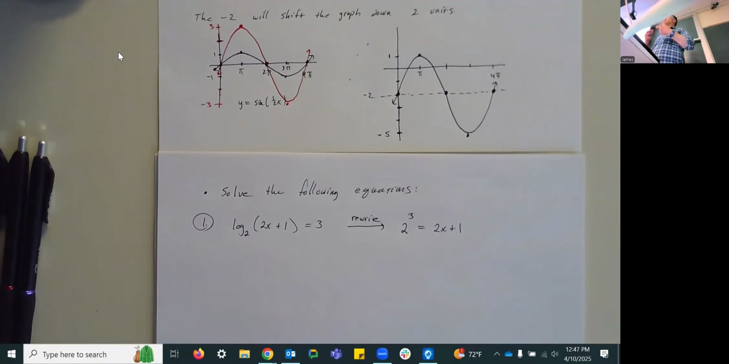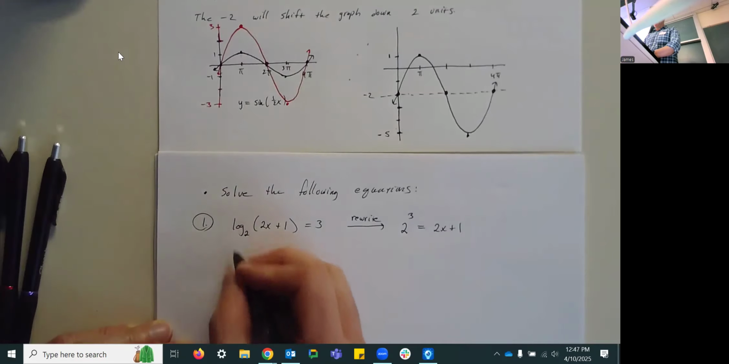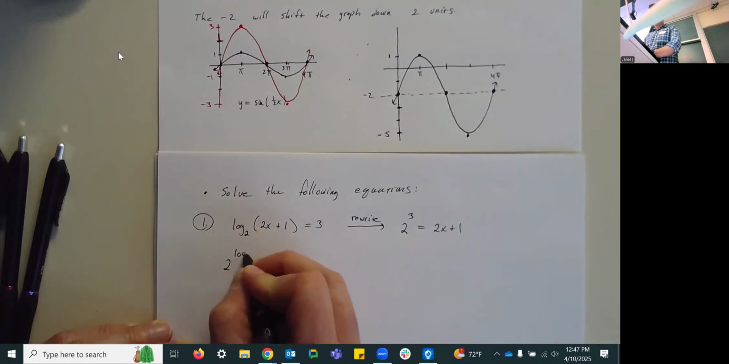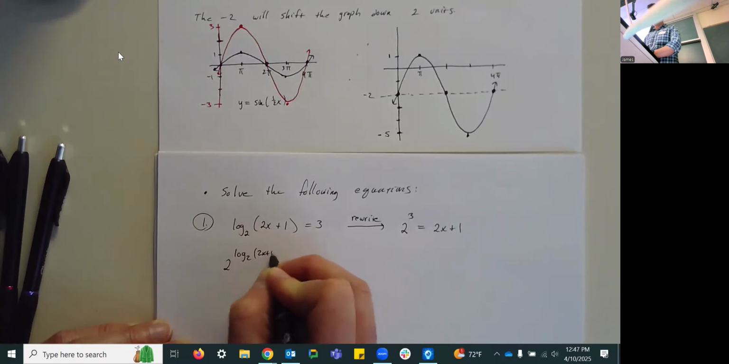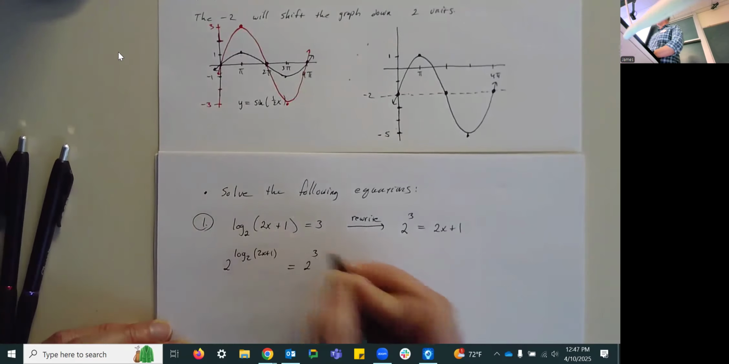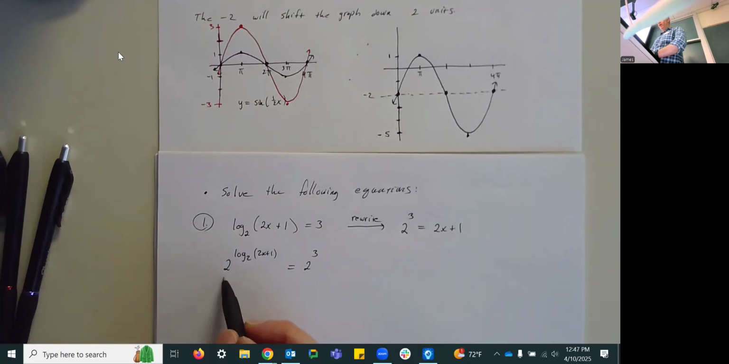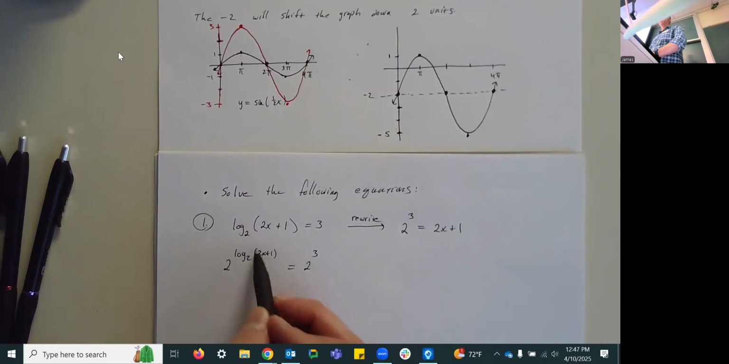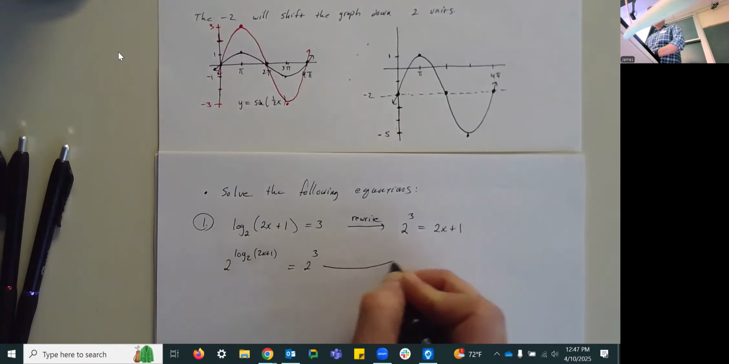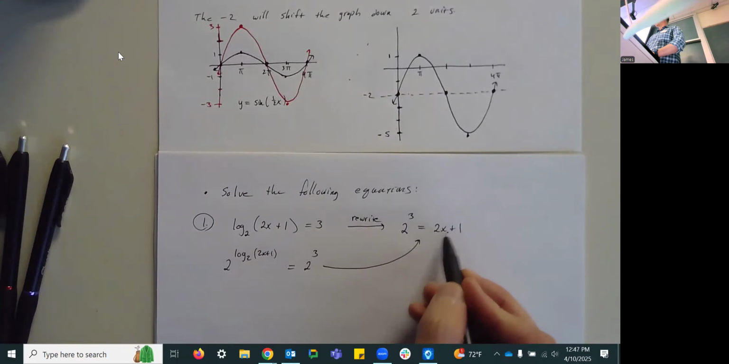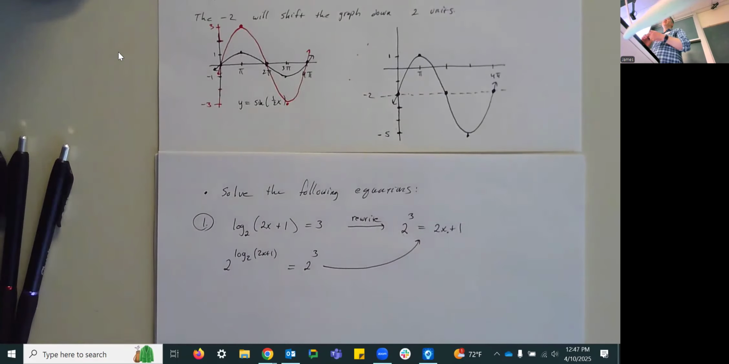Another way to get to the same result is to instead think of writing both sides as powers of the base that we're already using. So you can think of this as 2 to the power of log base 2 of 2x plus 1 equal to 2 to the power of 3. And then 2 raised to the power of log base 2 of some stuff, those two functions undo each other and you're just left with the 2x plus 1. So that exactly gets you to the same spot. 2x plus 1 equal to 2 to the third.